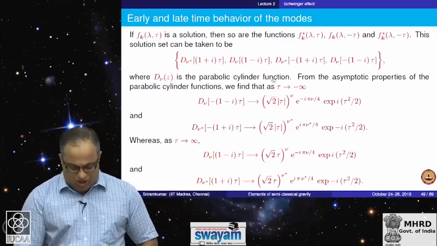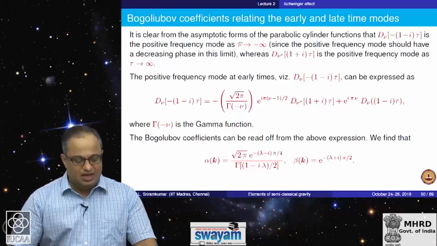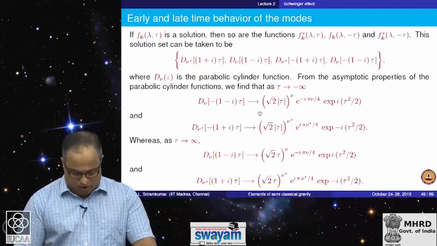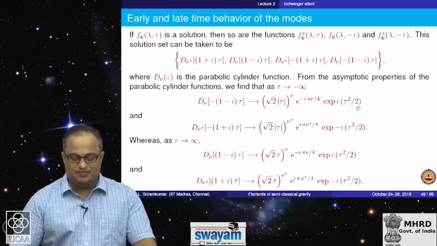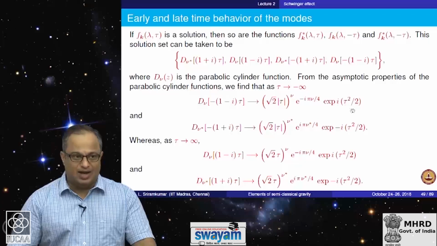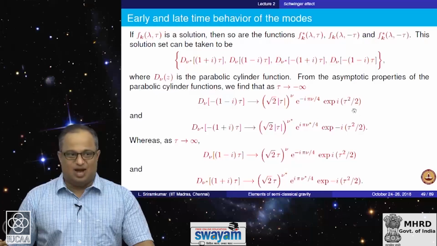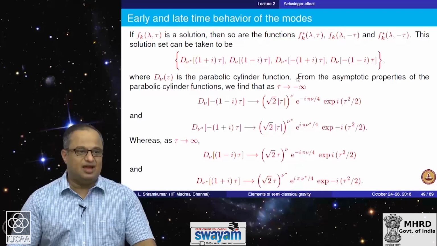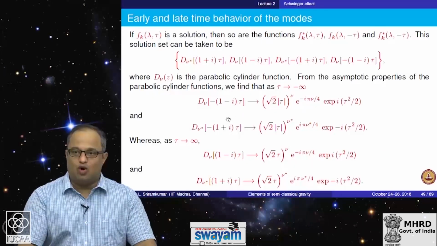So, you need to make a judicious choice, and what one finds is that, if you look at D nu of minus 1 minus i tau, okay, look at this, it is e power i tau squared, but you need to differentiate the phase and take tau equal to minus infinity, and therefore, this will behave like a positive frequency mode at early times. I hope the point is clear.